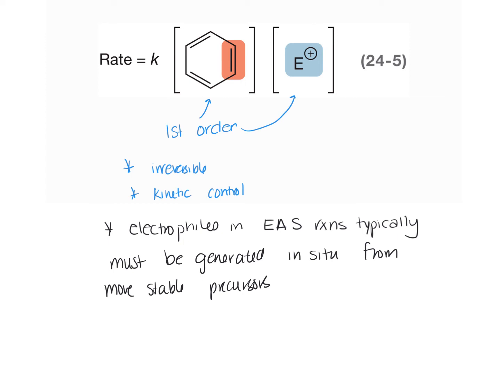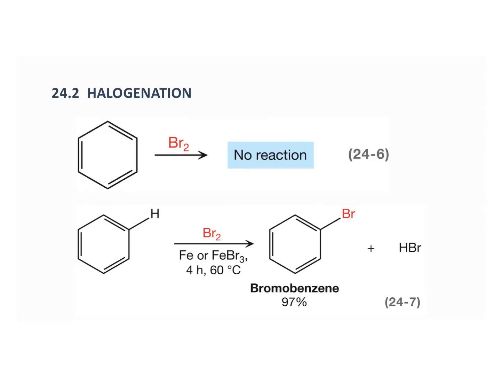So as we look at these mechanisms, you need to pay particular attention to what the actual electrophile is and how it's generated, and you will have to show that as part of this mechanism. So let's look at the first one. The first one are halogenations.